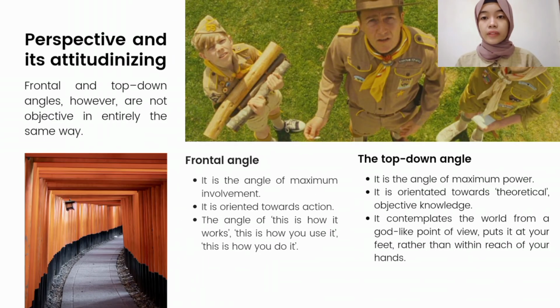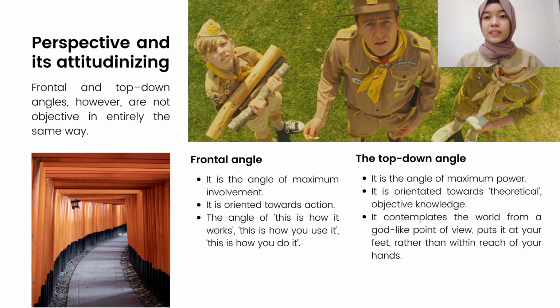Frontal and top-down angles, however, are not objective in entirely the same way. Frontal angle is the angle of maximum involvement. It is oriented towards action, and it is also the angle of this is how it works, this is how you use it, and this is how you do it. Meanwhile, the top-down angle, on the other hand, is the angle of maximum power. It is oriented towards theoretical, objective knowledge.